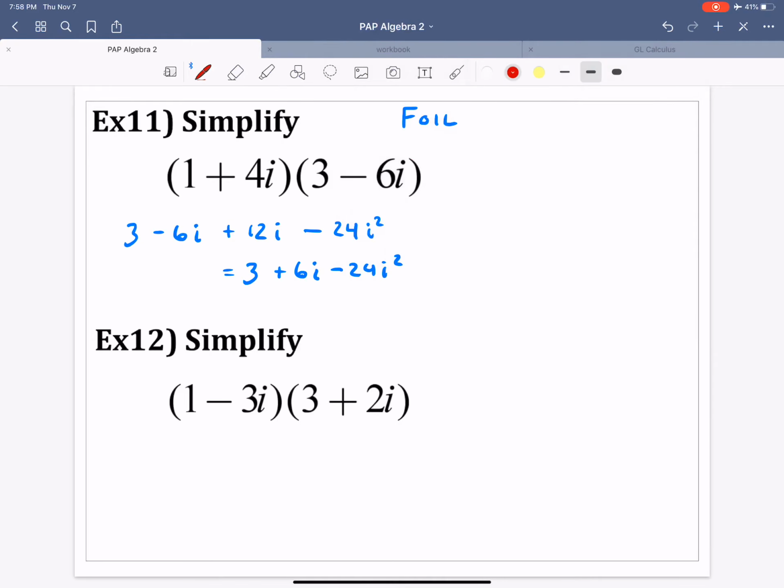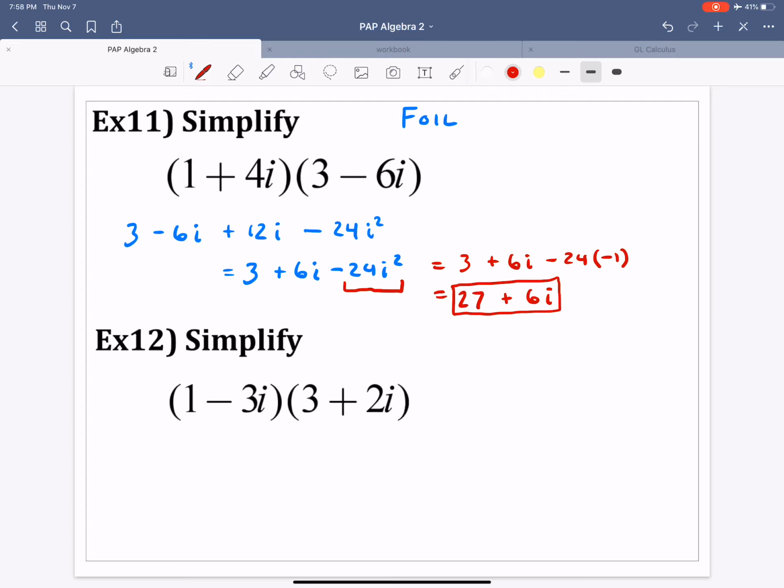Well, the very last thing here is we're not going to leave this term as negative 24i squared, because we know that we can replace i squared with negative 1. Think back to our repeating pattern. Anytime you see i squared, you can replace that with a negative 1. So that really becomes minus 24 times negative 1. Well, negative 24 times negative 1 turns into positive 24. So if we add that with the 3 that we already have, we end up getting 27 plus 6i. Final answer.